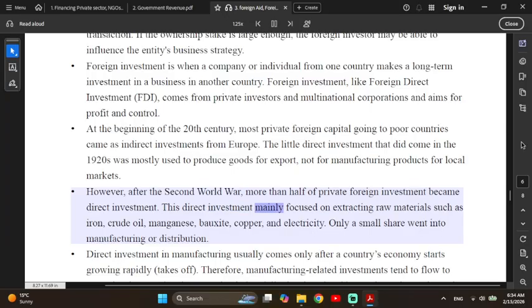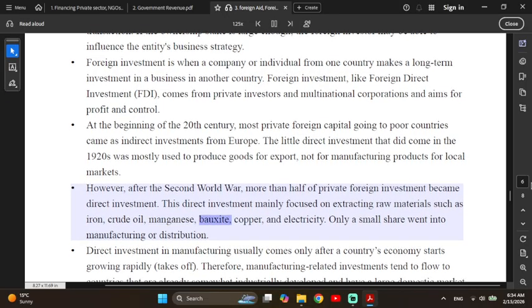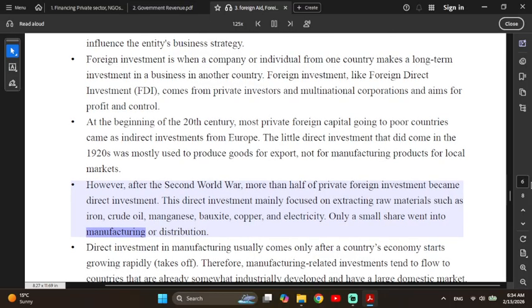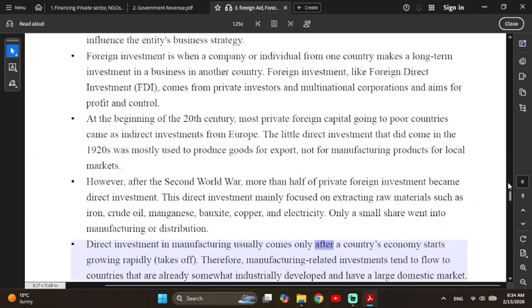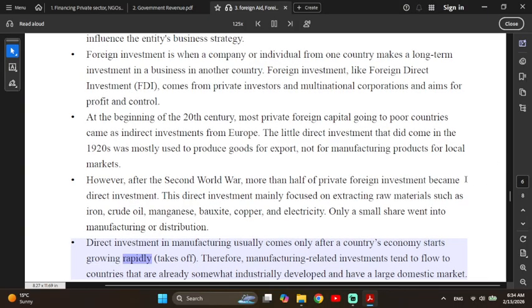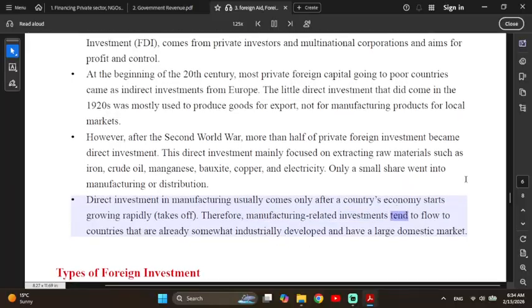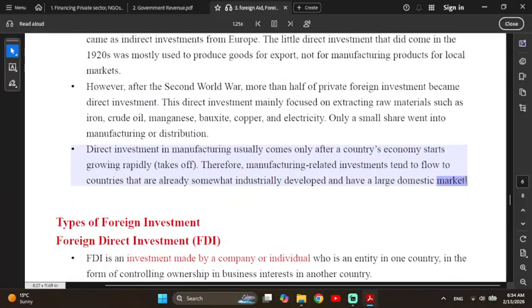This direct investment mainly focused on extracting raw materials such as iron, crude oil, manganese, bauxite, copper, and electricity. Only a small share went into manufacturing or distribution. Direct investment in manufacturing usually comes only after a country's economy starts growing rapidly, takes off. Therefore, manufacturing-related investments tend to flow to countries that are already somewhat industrially developed and have a large domestic market.